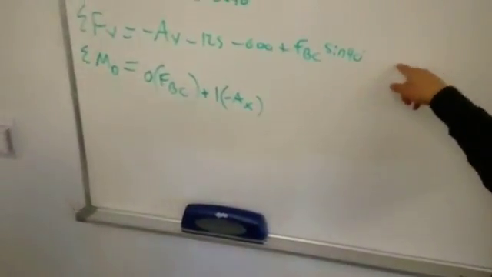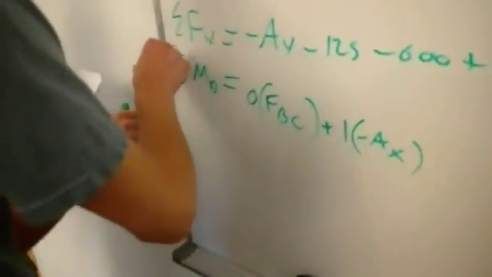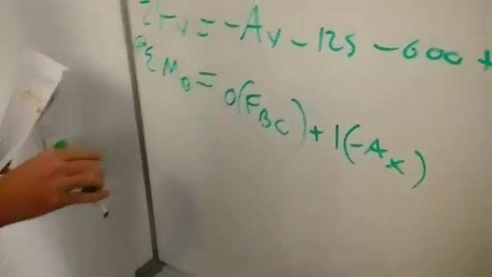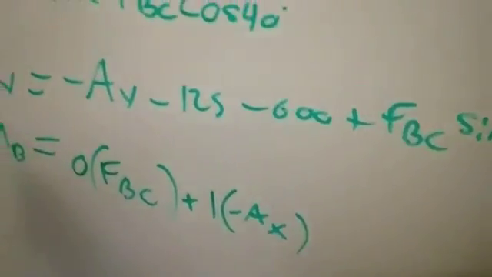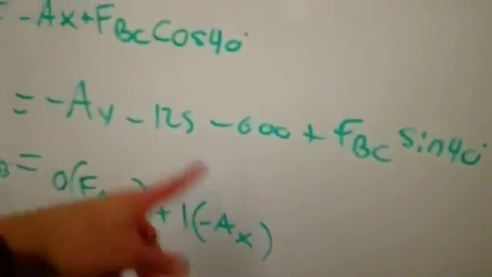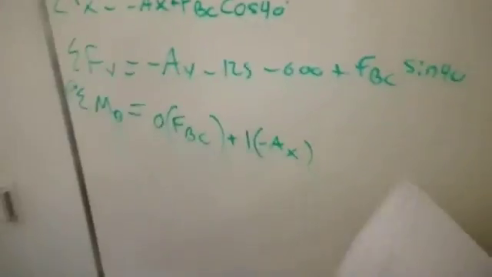Counterclockwise positive. Oh, that's 6,000. That's clockwise. Okay, if you want it that way, that is correct. This makes this correct, because this is actually going this way. And that would make that correct. But then you've got to use that same sign convention for the rest of your components.